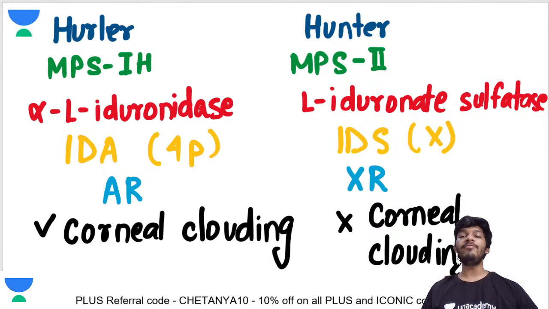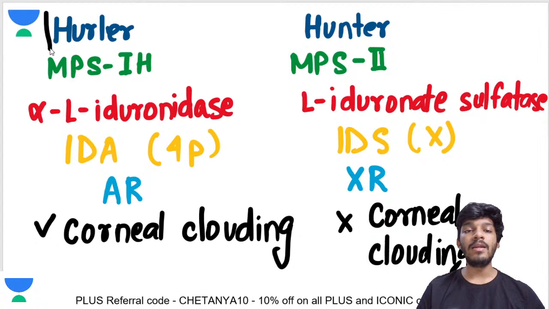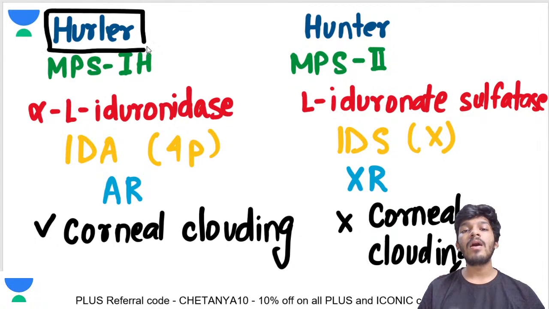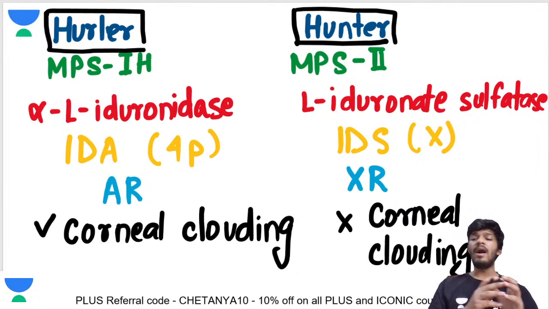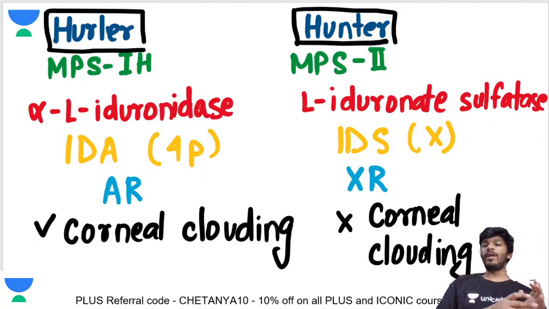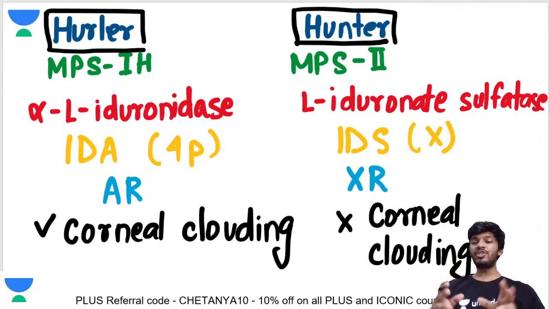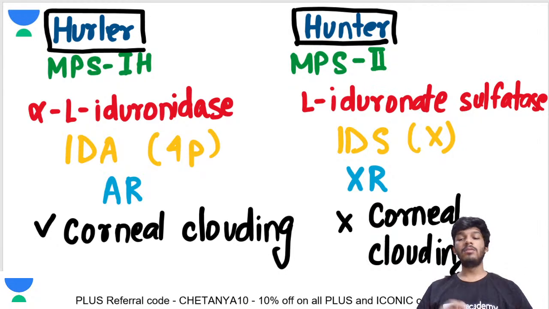So these are the 5 points of differences between Hurler disease and Hunter disease, both of which are mucopolysaccharidoses that are a class of lysosomal storage diseases. Understood? Understood the underlying disease condition, underlying biochemical defect, and the underlying differences with Hurler disease.